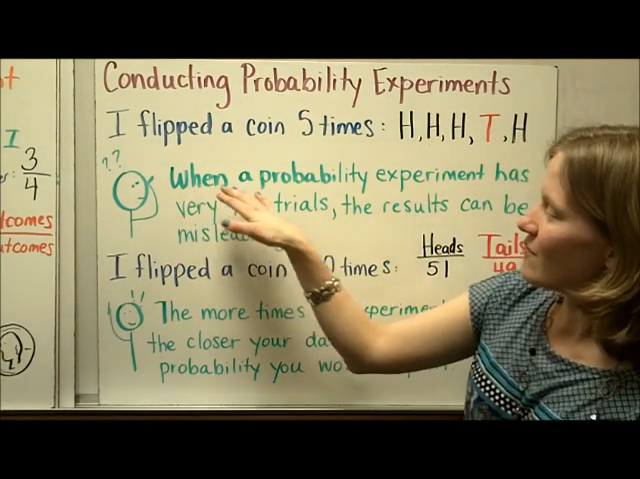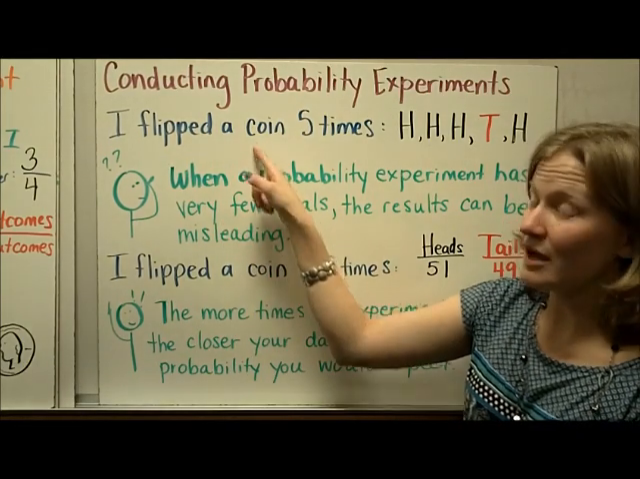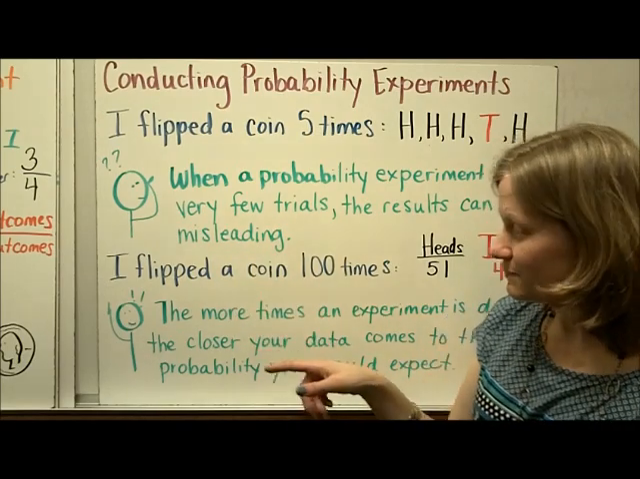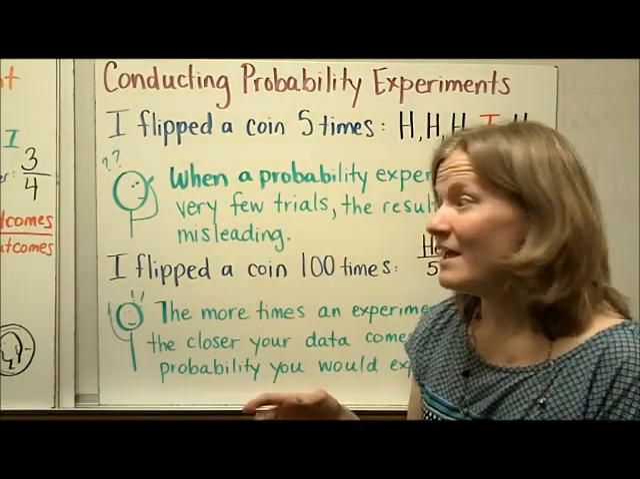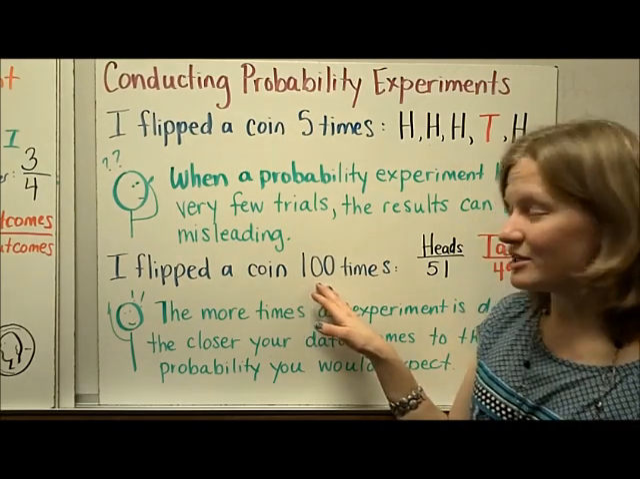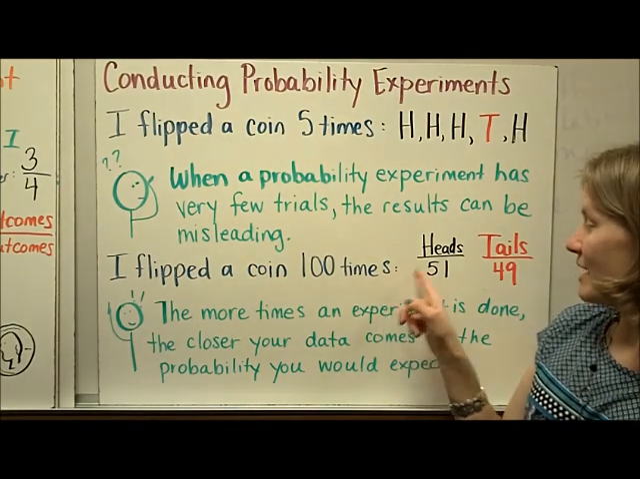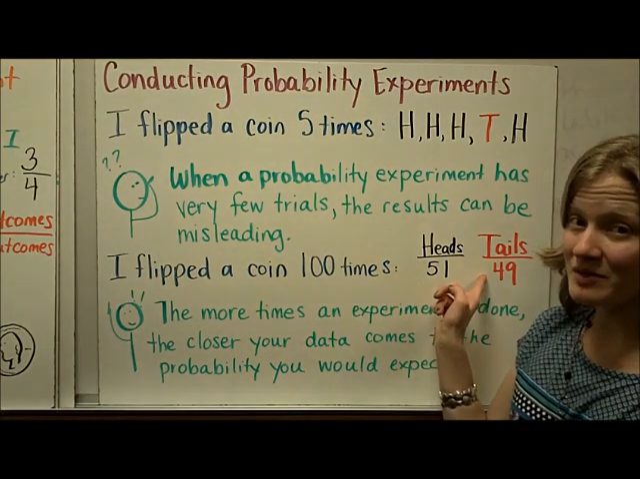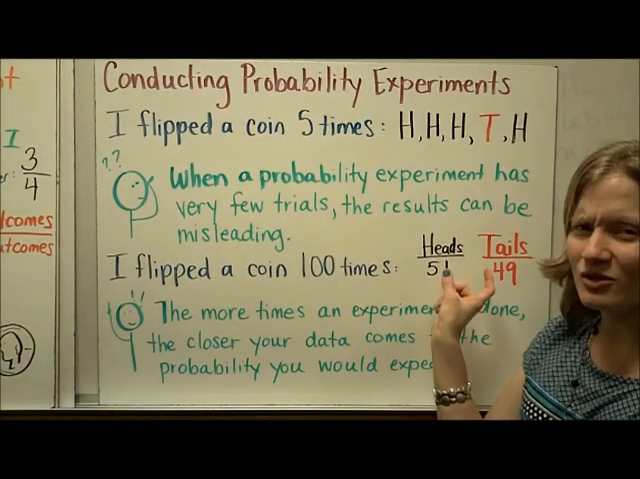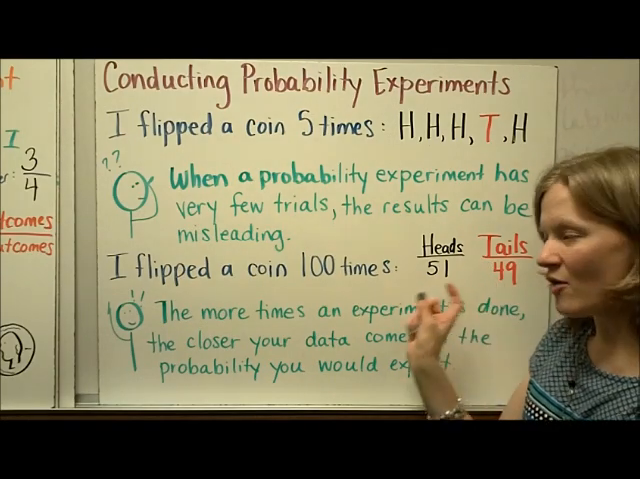Well, it's true that when a probability experiment has very few trials, like 5 trials only, the results can be misleading, not what you expect. So I tried it again, and this time I increased the number of trials that I did, and I flipped the coin 100 times. And I got, this time, 51 times I flipped heads and 49 times I flipped tails. Well, this was much closer to what I expected to happen. They're only sort of 1 off.